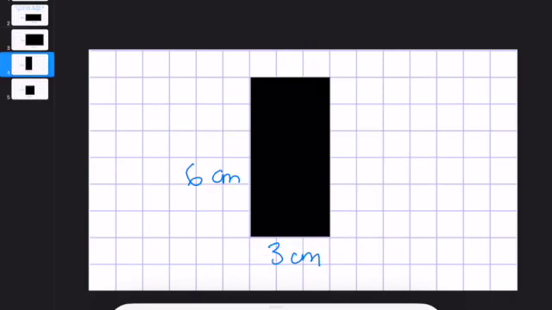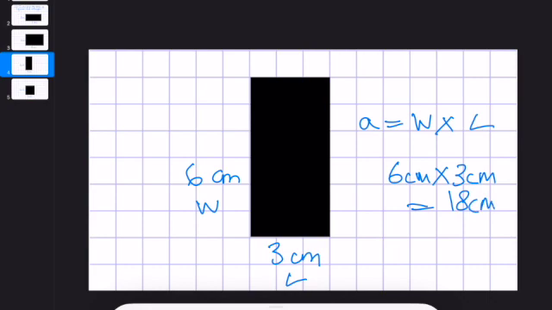Another rectangle here. The width of the rectangle is 6 centimetres. The length is 3 centimetres. So as I've just said, the area equals width times length. So 6 centimetres times 3 centimetres equals 18 centimetres. So the area is 18 centimetres.